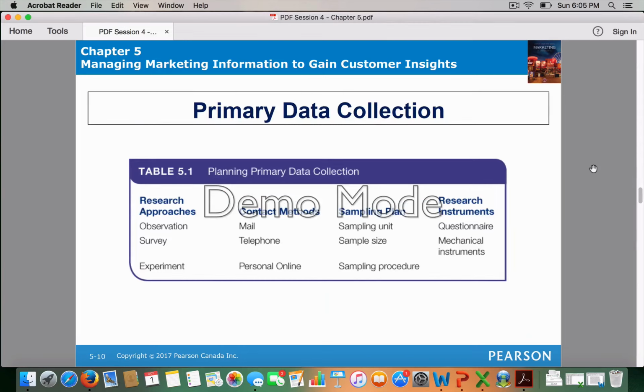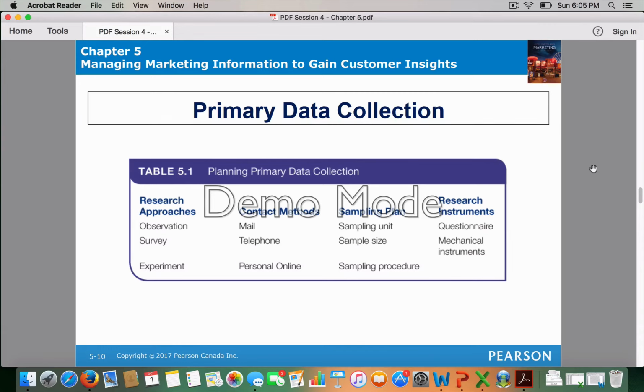Primary data collection is again collecting information for your own purposes to answer your specific questions. And there are three different research approaches that you can take when you're collecting primary data. The first is through observation. There are really two main ways to conduct observational research. One is by actually watching what people do and recording what they do, or you can observe people digitally through their digital transactions and activities, so you can track people that way.